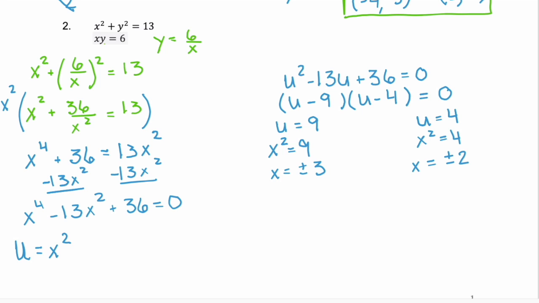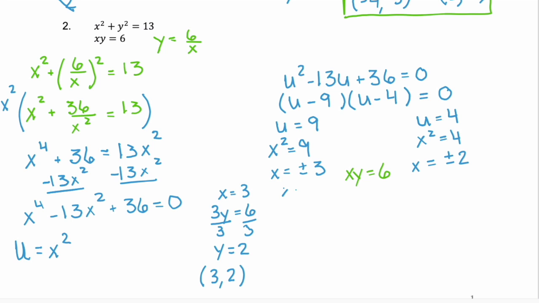So we want to go back again to our given equations and pick the easier one to use. I say we use xy equals 6. And we need to do all four possibilities. So if x equals 3, we have 3 times y equals 6. Divide by 3, and y equals 2. Our first point then is 3, 2.